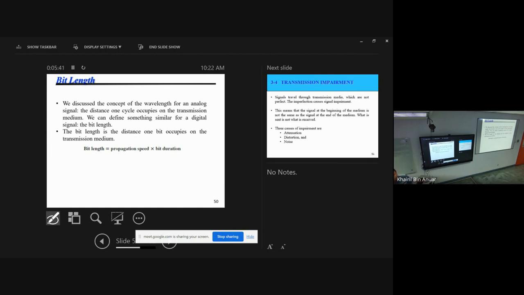So other than bit rate for digital, we also define the bit length. So in bit length, we need to know what is the propagation speed times by the bit duration. Okay, so this is being calculated, propagation speed times by the bit duration.